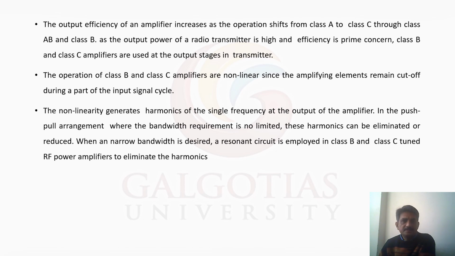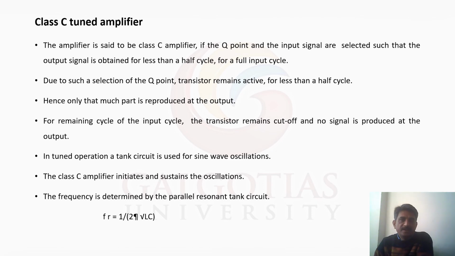In a push-pull arrangement, where the bandwidth requirement is not limited, these harmonics can be eliminated or reduced. When a narrow band is desired, a resonant circuit is employed in class B and class C tuned RF power amplifiers to eliminate the harmonics. So an amplifier is said to be class C if the Q point of the input signal is selected such that the output signal is obtained for less than half cycle for a full input cycle. Due to such a selection of Q point, the transistor remains active for less than half cycle, hence only that much part is produced at the output. For the remaining cycle of the input, the transistor remains cut off and no signal is produced at the output.